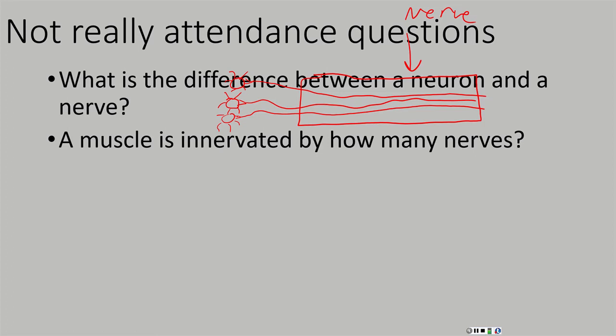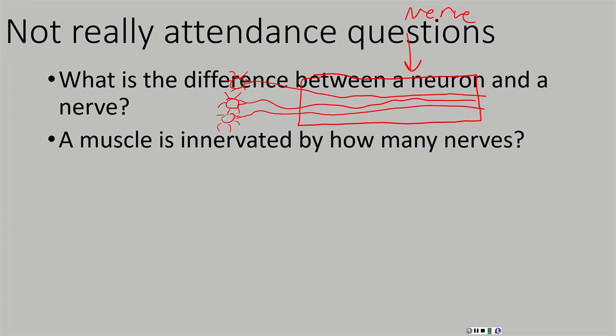Next, a muscle is innervated by how many nerves? Well, a muscle is the whole organ. Remember that from the self-study part of chapter 10 and 11. And the one muscle actually has many muscle cells inside of it. And one nerve supplies a muscle.